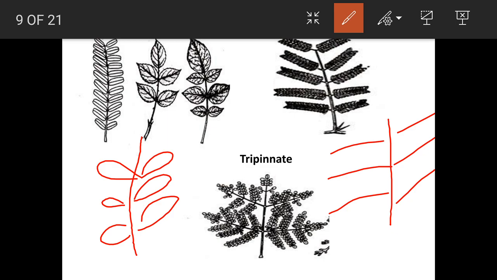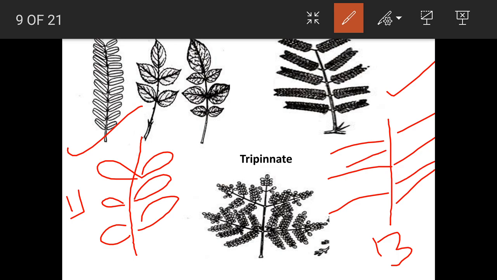So I can call these the primary branches. So this is the main axis. So in this slide you can find that on the main axis, or on the main rachis, the leaves are directly attached. In this case it is called what? Unipinnate. Whereas in the second case I am calling it what? Bipinnate. Bipinnate means whatever this main axis is there, it is showing the branches like this.